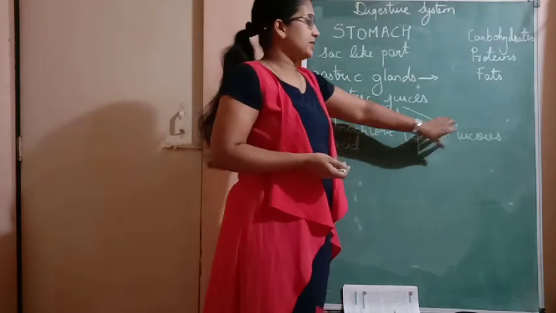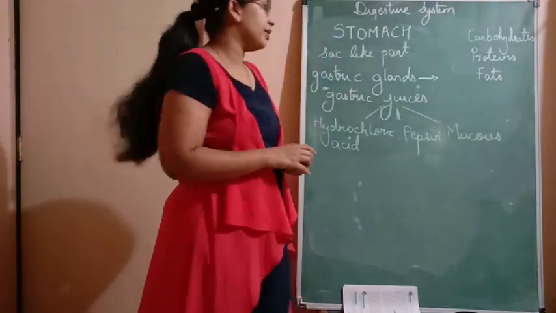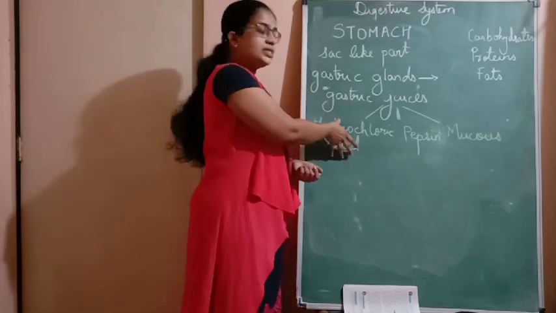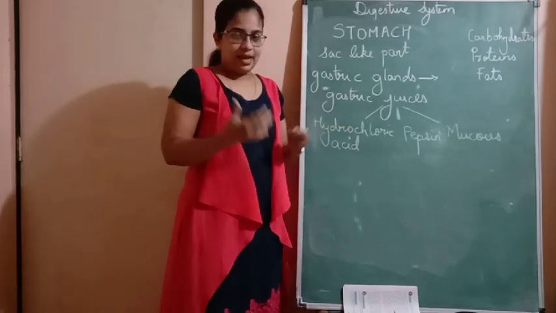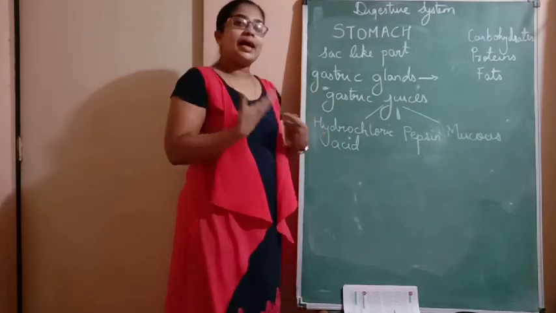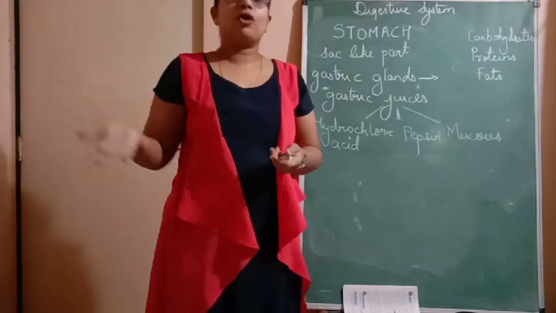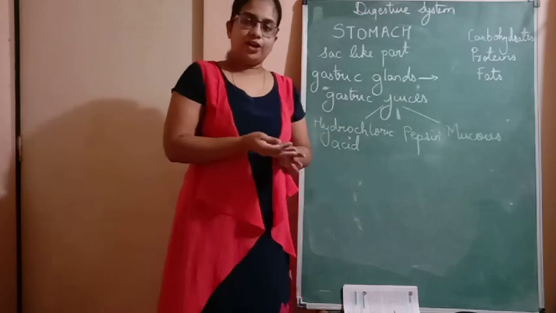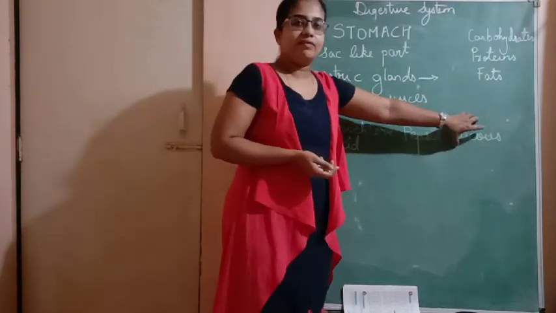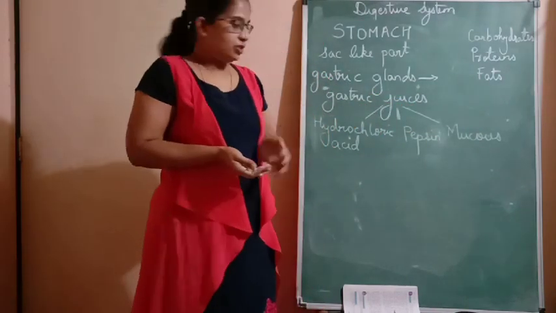Along with pepsin, there is something called mucus. Why is mucus so important in our stomach? Since there is a lot of acid present there, that acid may damage the inner linings of your stomach in the long run. So, in order to protect the linings of your stomach from damage, you need mucus. Mucus does the work of protection.